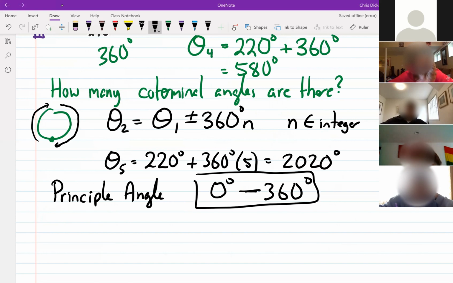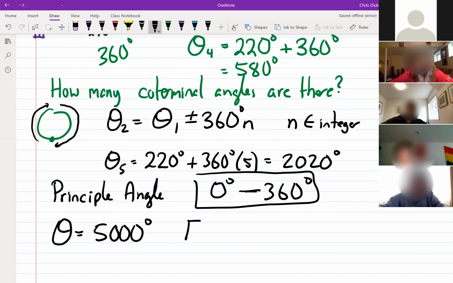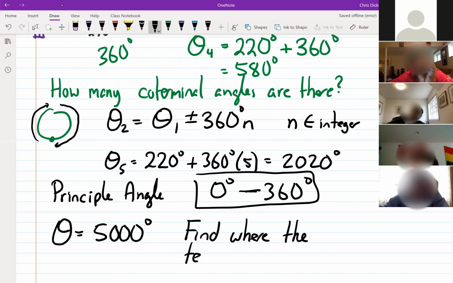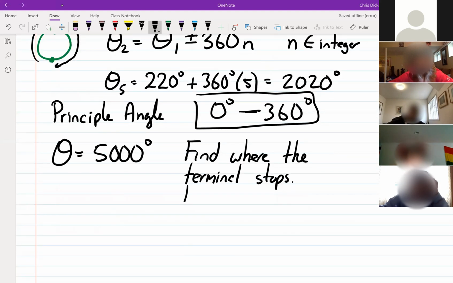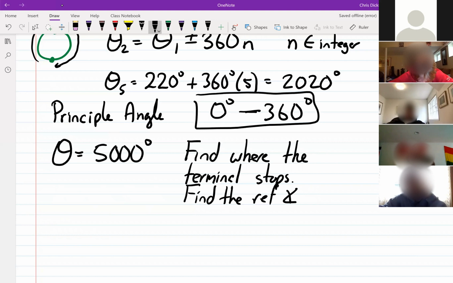So let's say you had theta equaled 5,000 degrees. Okay, so that's a huge angle. That's hard to conceive. Like, how many turns is that? And someone says find where the terminal arm stops. Or maybe find the reference angle. Once again, trying to draw 5,000 degrees, you're going to lose your mind trying to draw that number of turns.